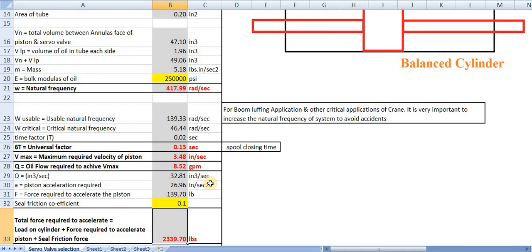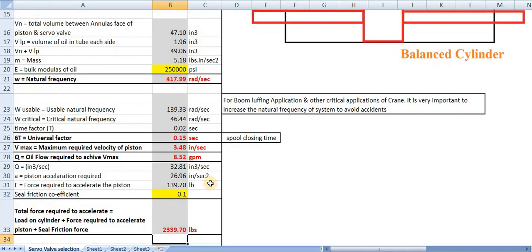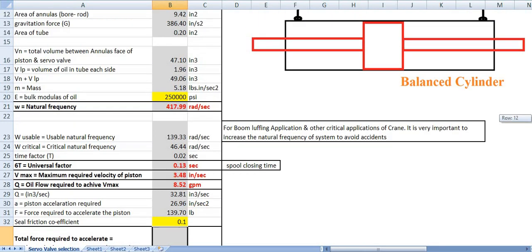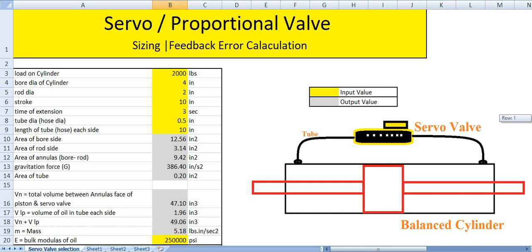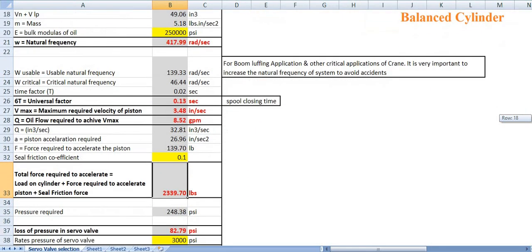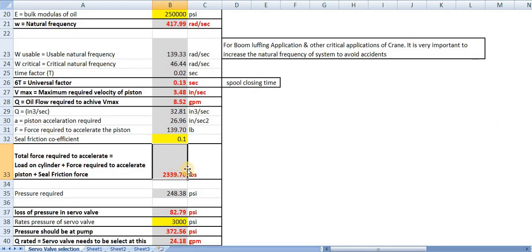So if I consider all three forces and do the summation, this will be the force value. It's 2339.7 pounds. And if you remember, the original load was 2000 pounds, but now I'm getting the exact value of how much load is actually on the piston to move. So this will be the load size, and the pressure required to move this much load will be about 250 psi.